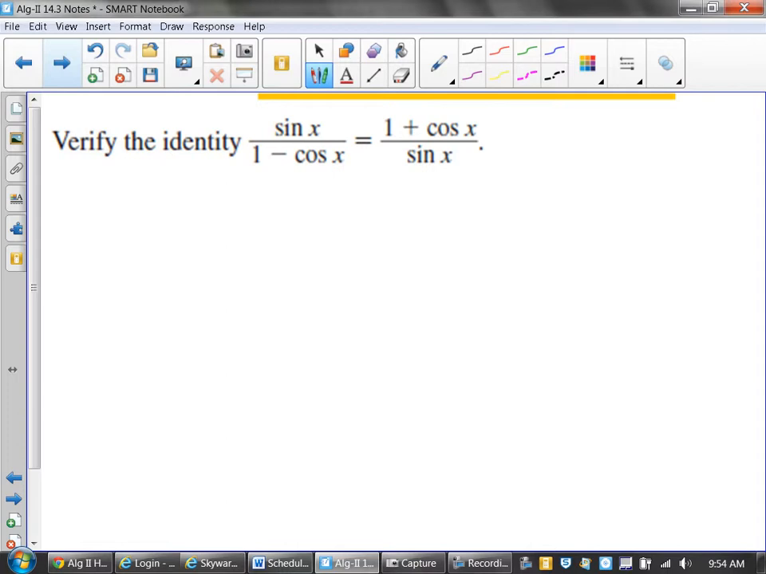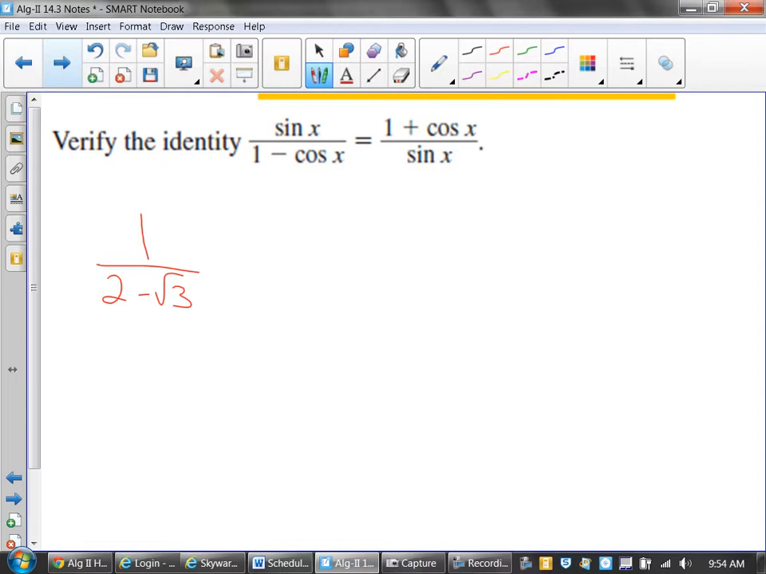Think about what you guys did to denominators when the denominators were nasty. What'd you multiply by? No, we're not doing a cross multiply. If we're doing a cross multiply, that means we're trying to solve something. If I'm going to verify something, my answer has to look like the right side, starting with the left. What did you do when you had something in the denominator that looked like this?